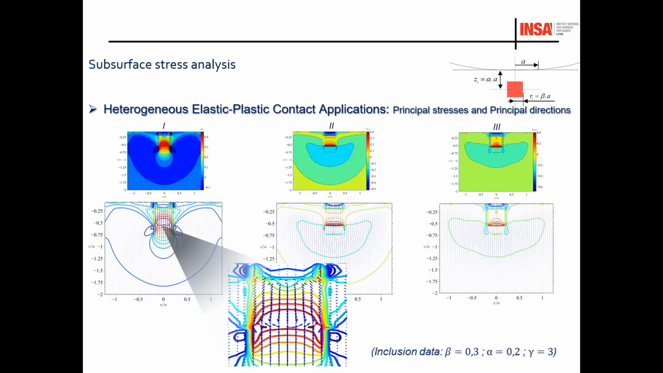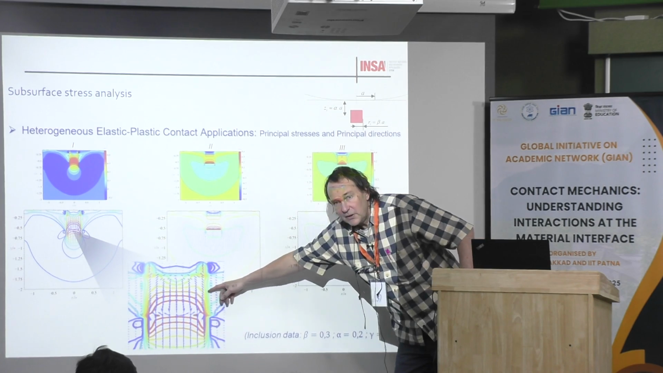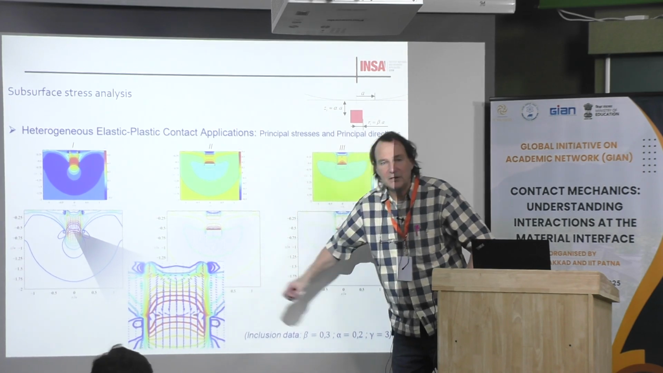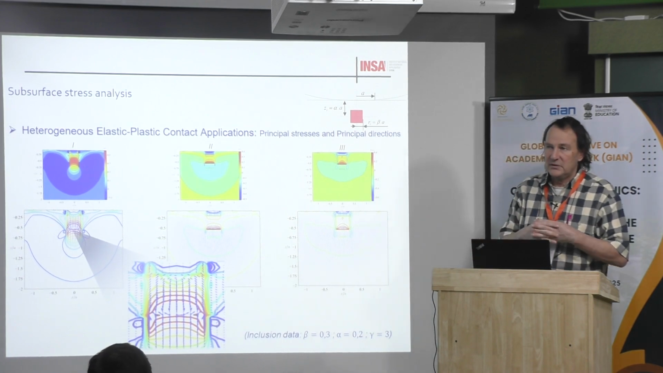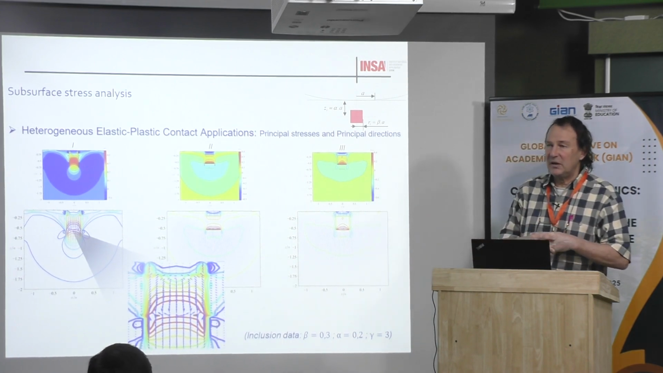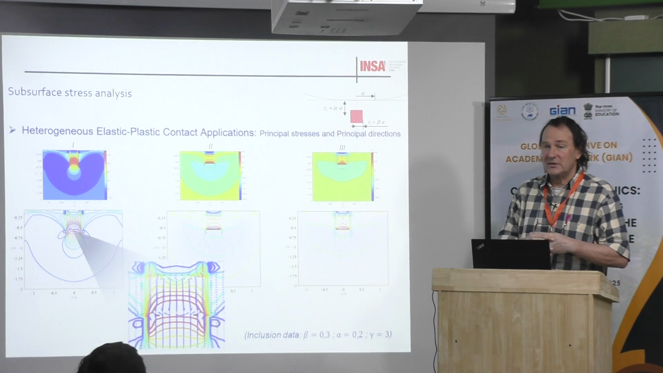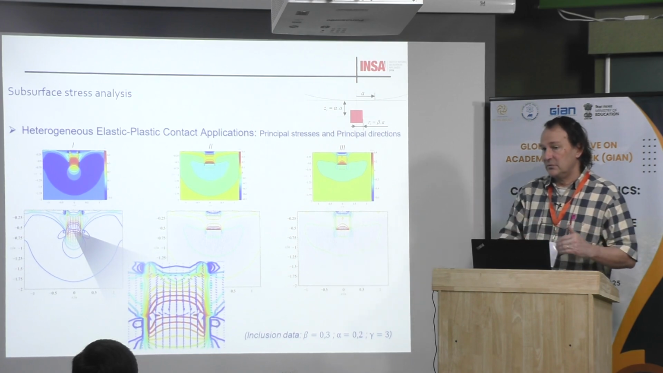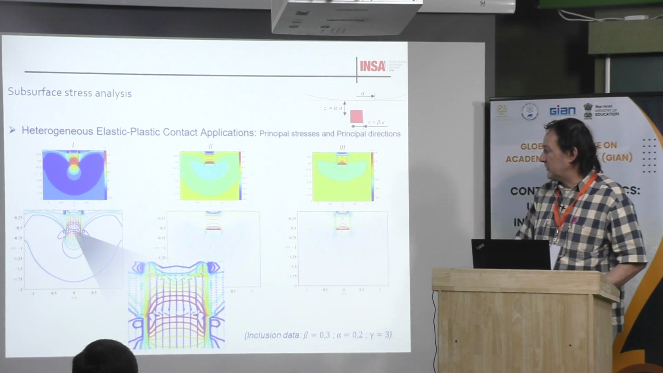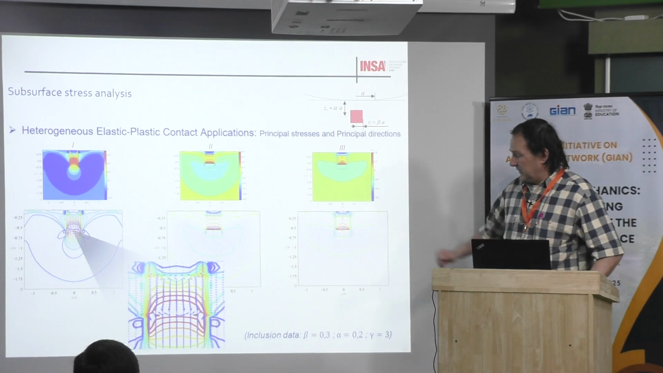Also, you can know the principal directions. The principal directions are interesting for fatigue problems because we know that one of the most critical parameters is the maximum tensile stress, or the first principal stress, and the direction of the first principal stress, which is a very important parameter for fatigue analysis.